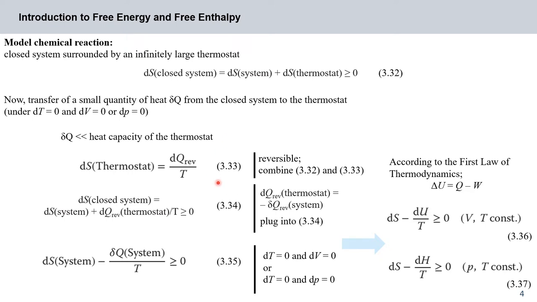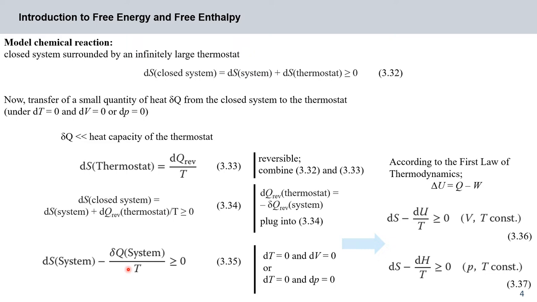So it is clear that this type of heat transfer from the thermostat to the system is reversible, and we get dS thermostat equals dQ reversible over T. Now we can combine both these expressions, 3.33 and 3.32, and we realize in equation 3.34 that the amount of heat absorbed by the thermostat, dQ, is equal to the amount emitted by the system, delta Q. So dQ reversible thermostat is equal to minus delta Q reversible from the system. We can now plug this into equation 3.34, and we essentially get equation 3.35.